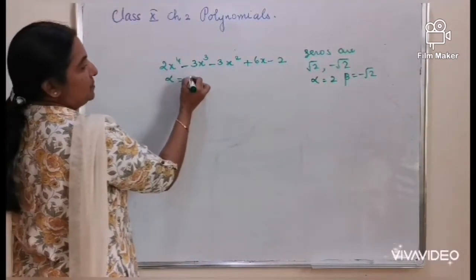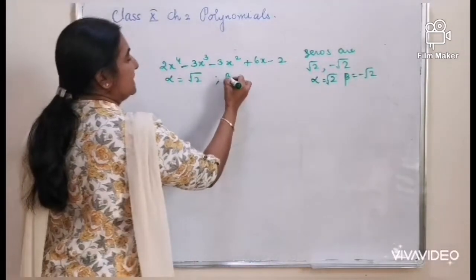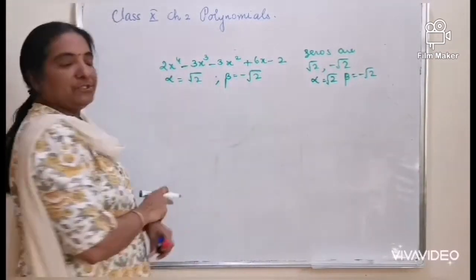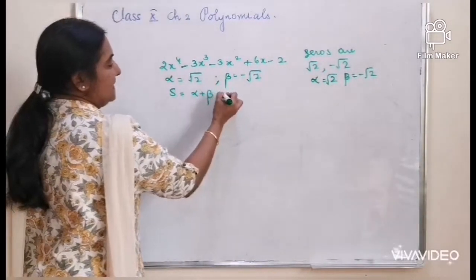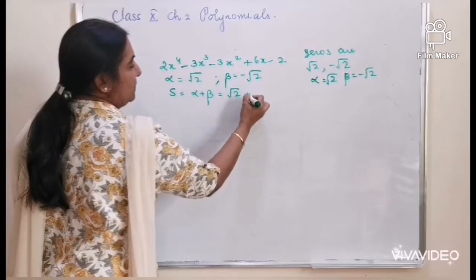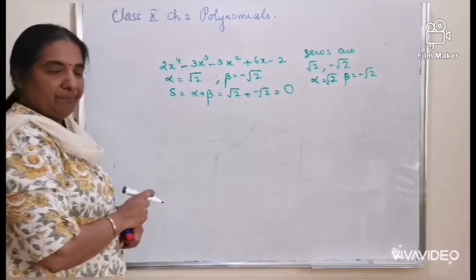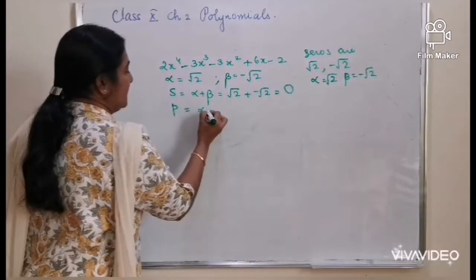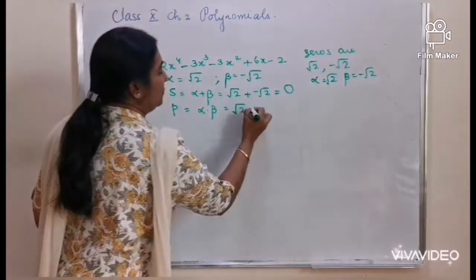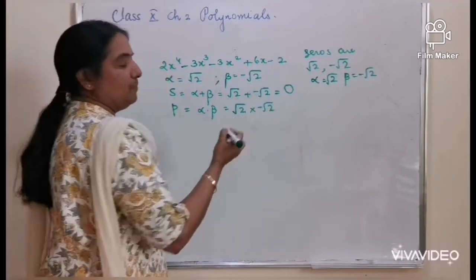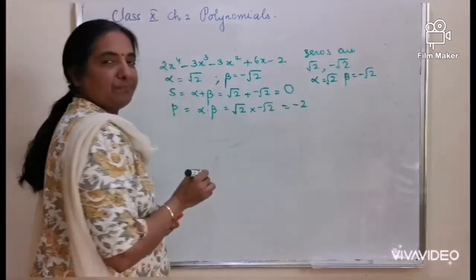Alpha is equal to square root 2 and beta is equal to minus square root 2. Sum is equal to alpha plus beta, which is the same as square root 2 plus minus square root 2, which is the same as 0. Product is equal to alpha into beta, which is the same as square root 2 into minus square root 2, which is the same as minus 2.